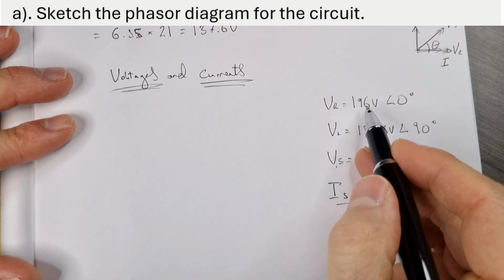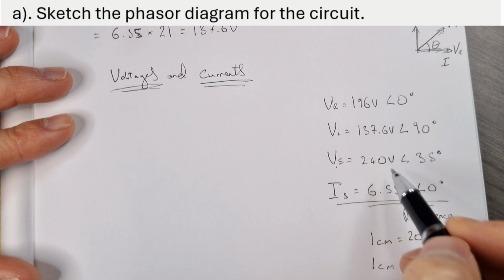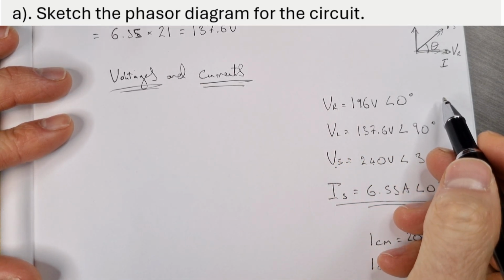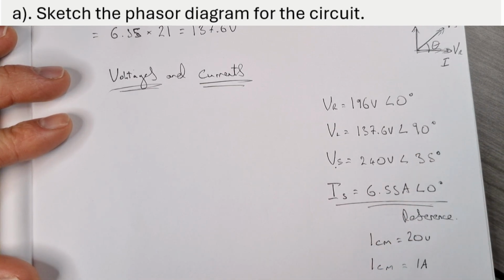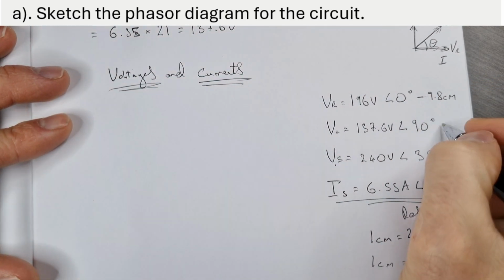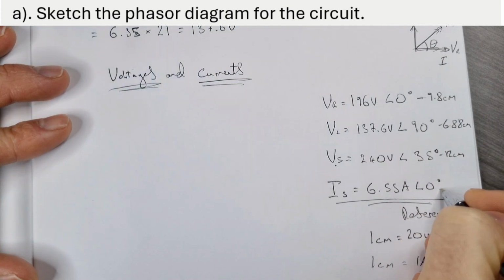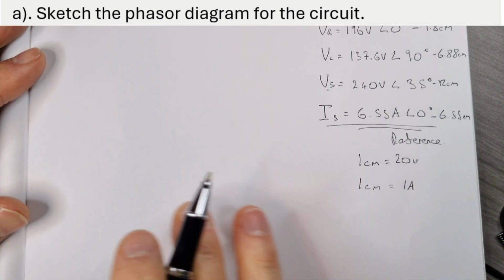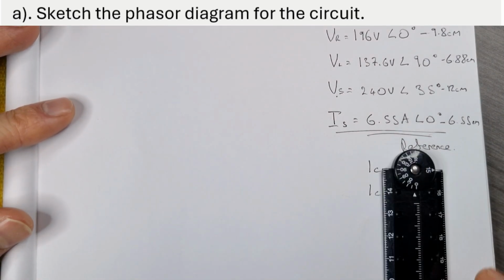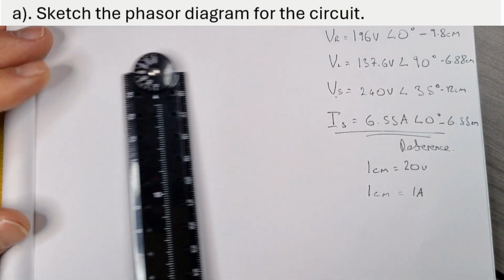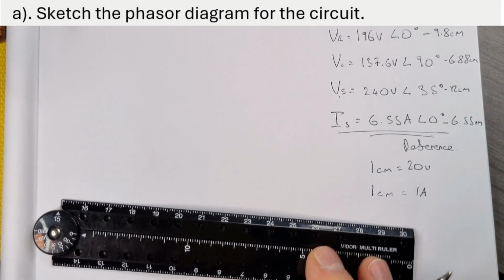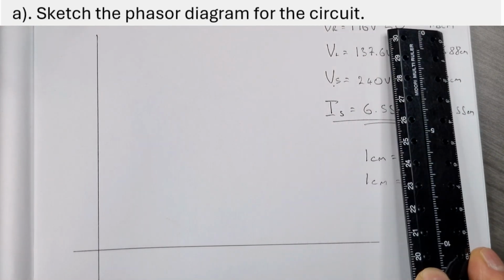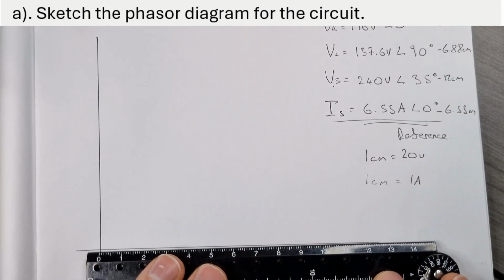The easiest thing to do now is to look at each of these and divide them by my scale, so 20 in this case, and that'll give me the length, which means I know the length I need to draw my phasors at. Now that I've got the four lengths of the lines that I need to draw, I can come over here and start to sketch it out. I know the longest line I've got to draw is 12 centimeters, so I need at least 12 centimeters of space for that. My VR is going to be 9.8 centimeters along the axis here.